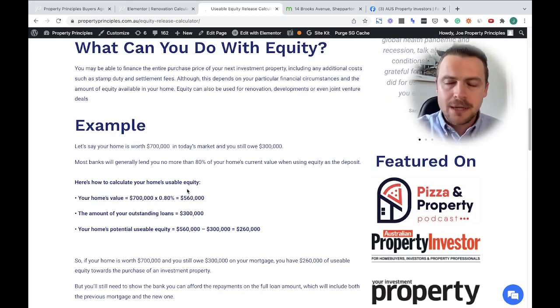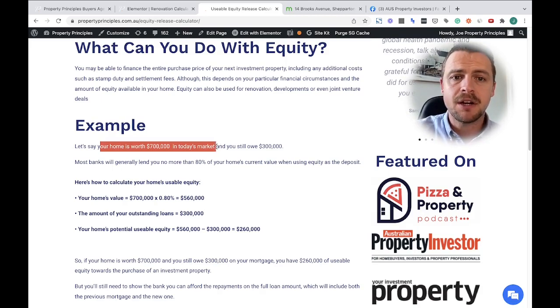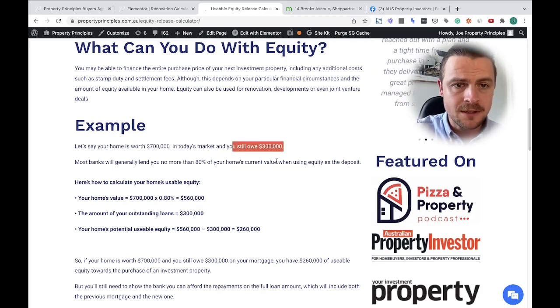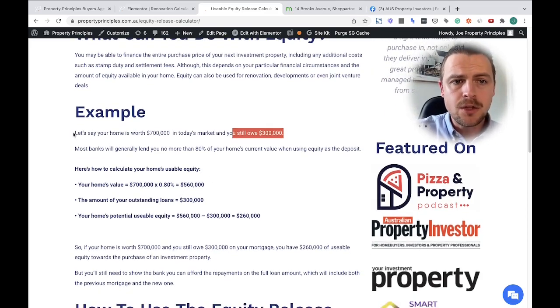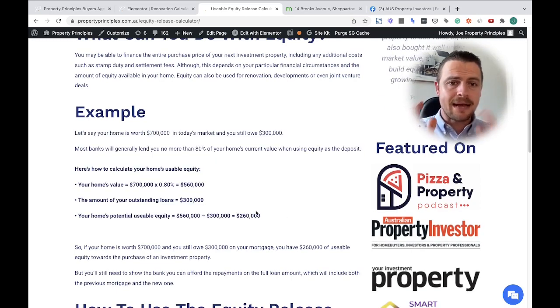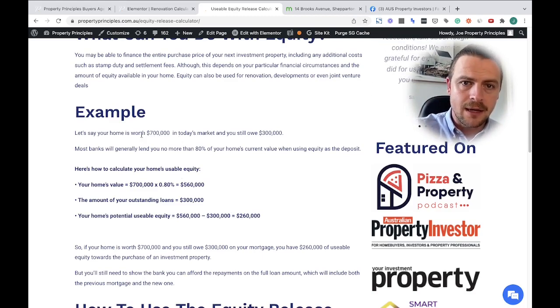So let's just go through an example. This home is worth $700,000 and you owe $300,000 on it. So the way usable equity works is there's a difference. So there's equity, which is that calculation I just told you there. 300 and 700. So there's $400,000 of equity there, but that's not necessarily usable equity.